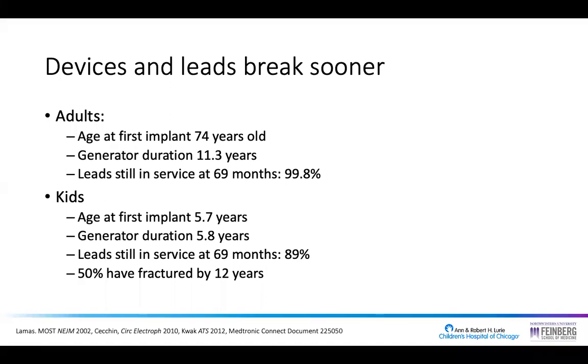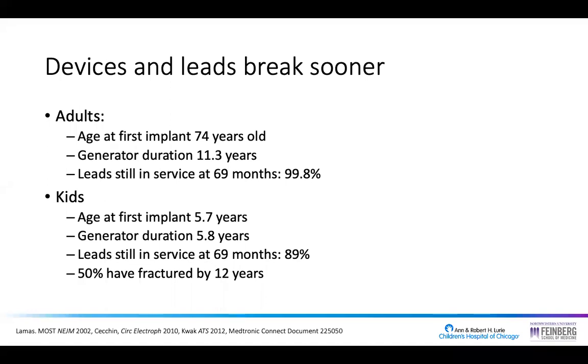So when we tell kids that their generators are likely to last only 5 to 7 years, that's not just because we're looking at retrospective data of generators that are from a generation ago. It's because we've always known that generator duration in kids is shorter than it is in adults. Leads still in service at 69 months, less than 90%.